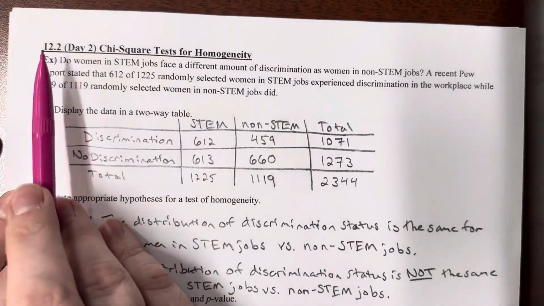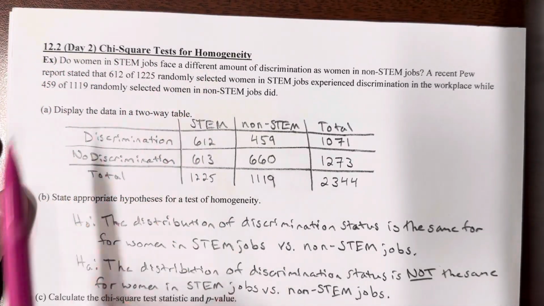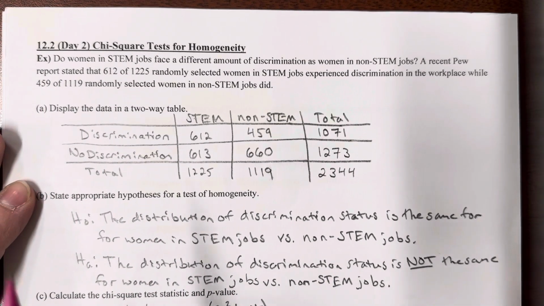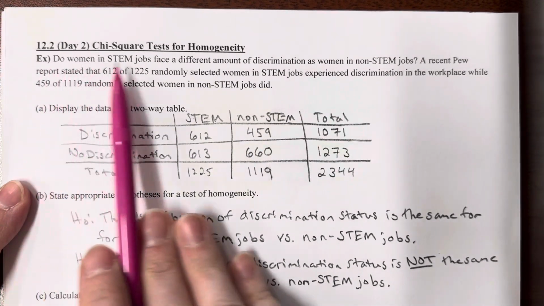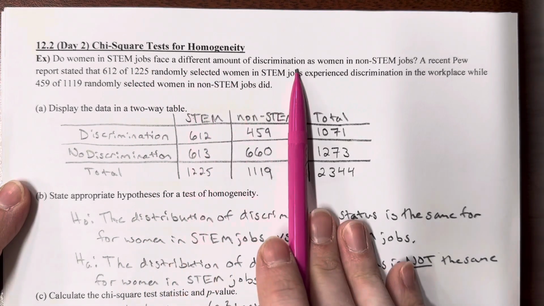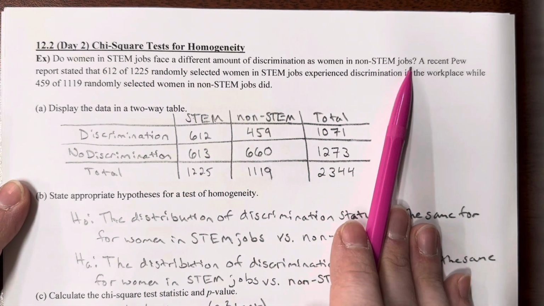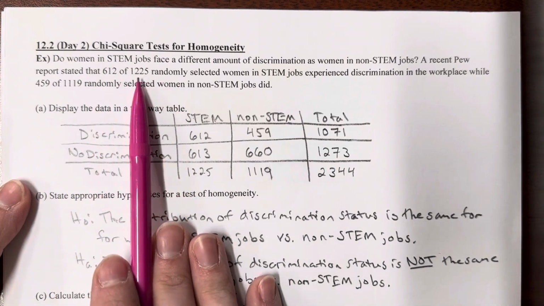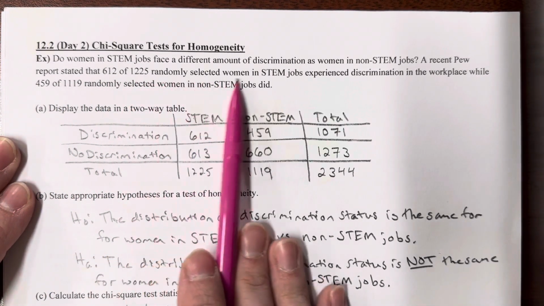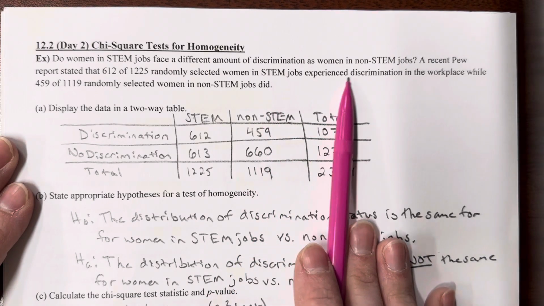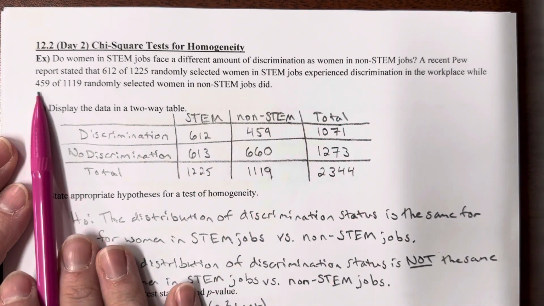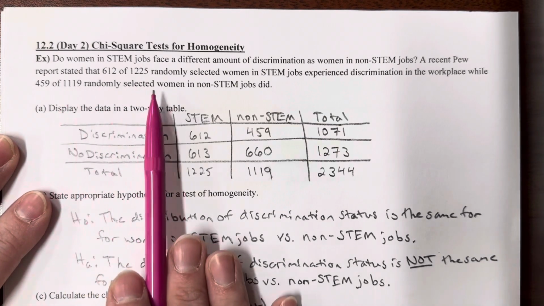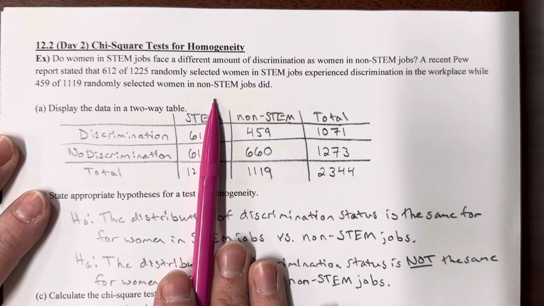All right, as stated, we are on 12.2, day 2, chi-square test for homogeneity, and we're basically going to be going through an example in this lesson. So our example is, do women in STEM jobs face a different amount of discrimination as women in non-STEM jobs? A recent Pew report stated that 612 of 1,225 randomly selected women in STEM jobs experienced discrimination in the workplace, while 459 of 1,119 randomly selected women in non-STEM jobs did.